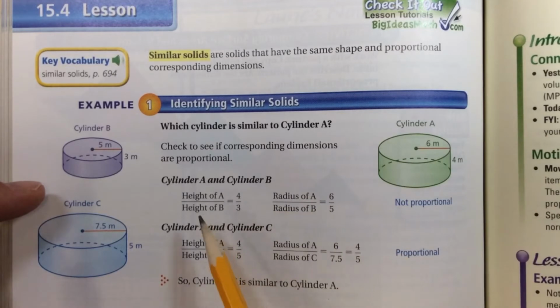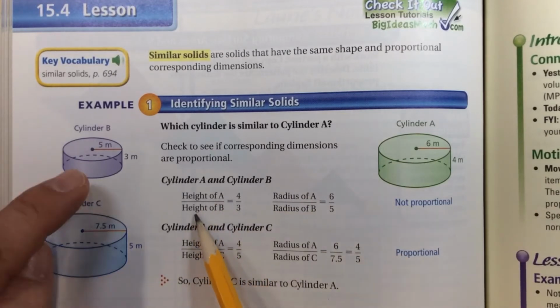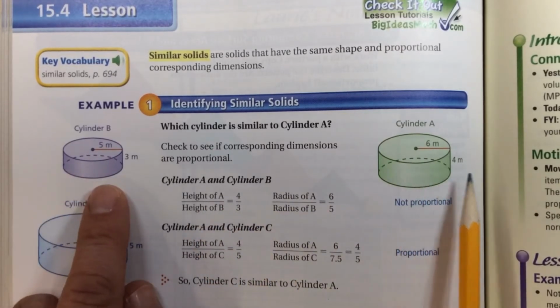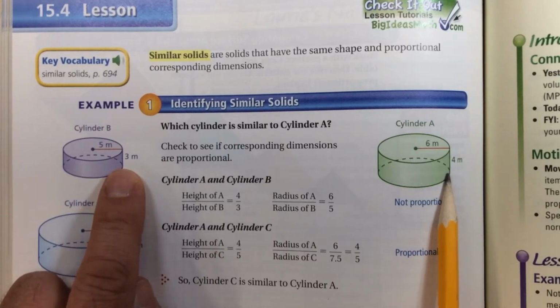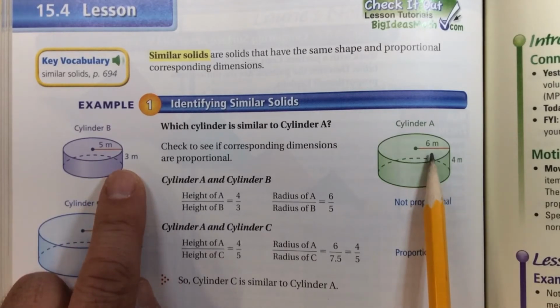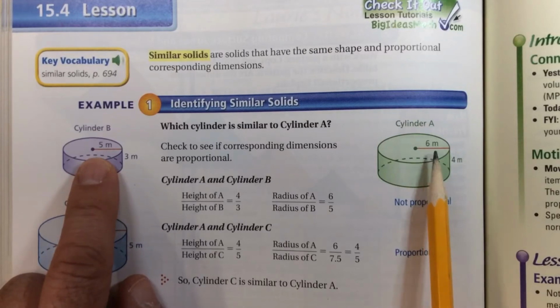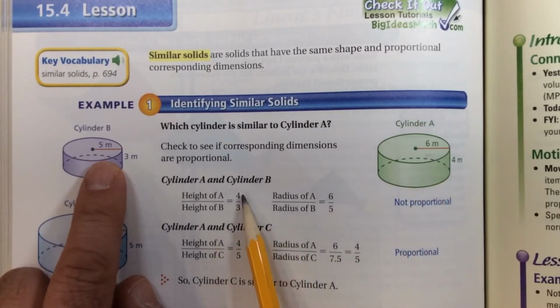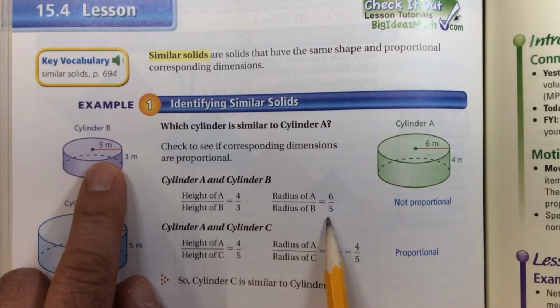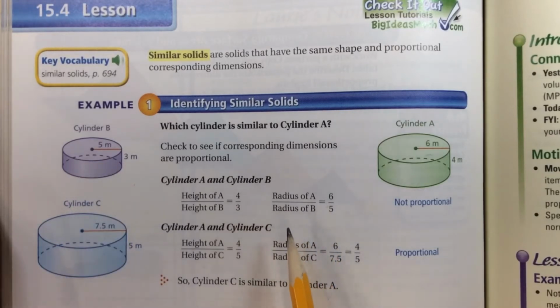So the height of A over the height of B, so we're just comparing these two right now, 4/3. And they wonder, is that equal to the radius of A over the radius of B, 6/5? So is 4/3 equal to 6/5? Is it a proportion? Well, let's do cross products here. 6 times 3, remember cross products across, is 18. 4 times 5 is 20. Since the cross products are not equal, this is not a proportion, not proportional.